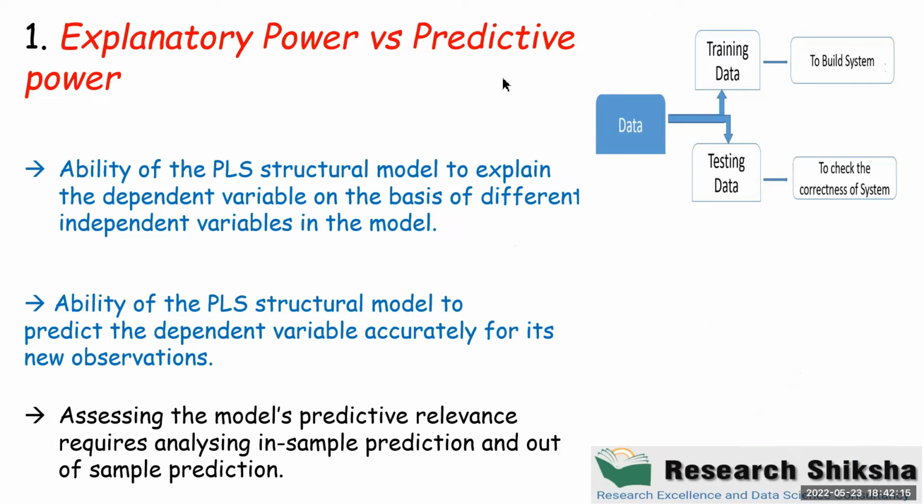So I hope you understand what is the difference between explanatory power and predictive power. Predictive power means if you run the model on the new observations, how much accuracy we are getting in the prediction of the dependent variable.